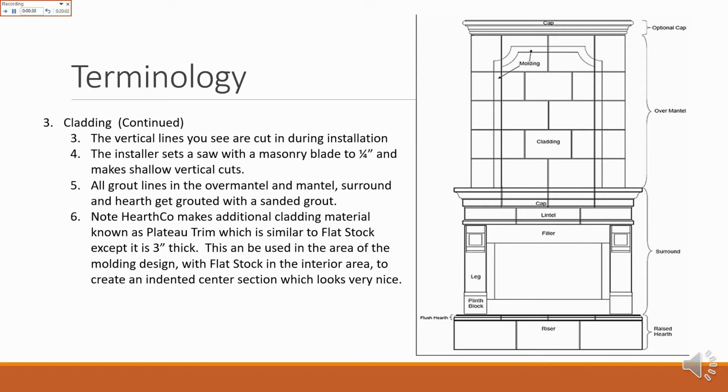By using the plateau trim around the outside of the molding, and then using the flat stock on the inside of the molding, you get a 2-inch indentation, which has a very nice look. It's one of my favorite looks for overmantels.